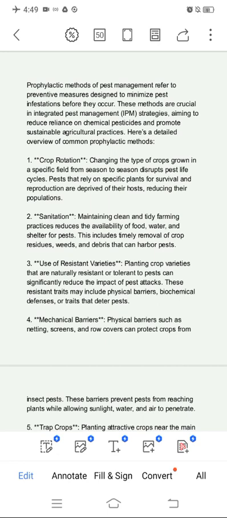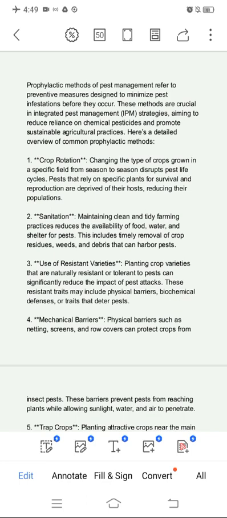Prophylactic methods of pest management refer to preventative measures designed to minimize pest infestations before they occur. These methods are crucial in integrated pest management strategies, aiming to reduce reliance on chemical pesticides and promote sustainable agriculture practices. Here is a detailed overview of common prophylactic methods, like crop rotation.